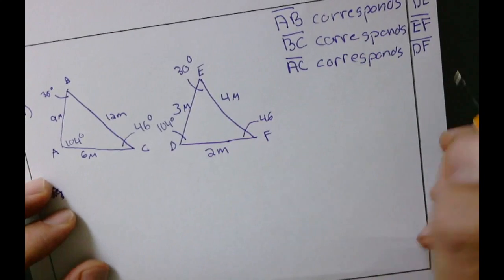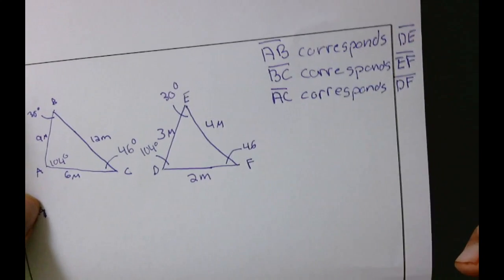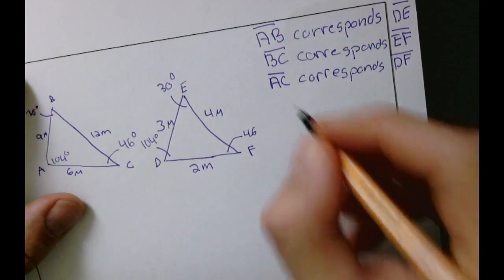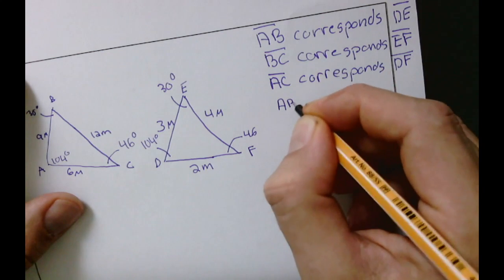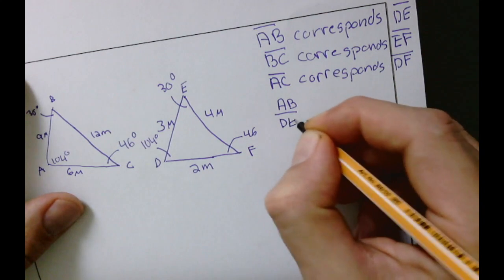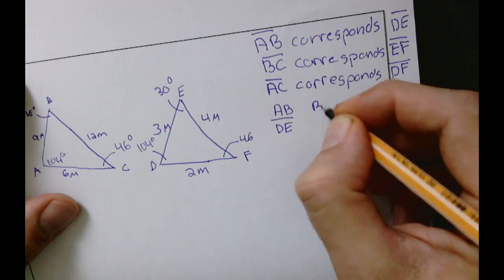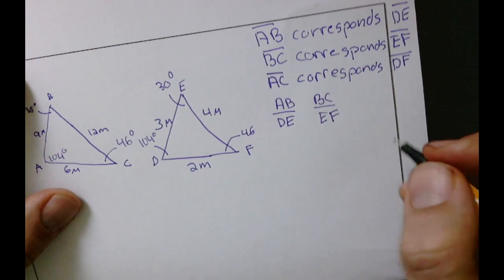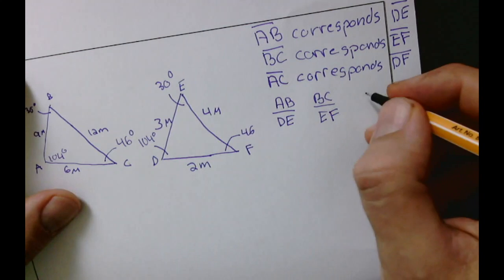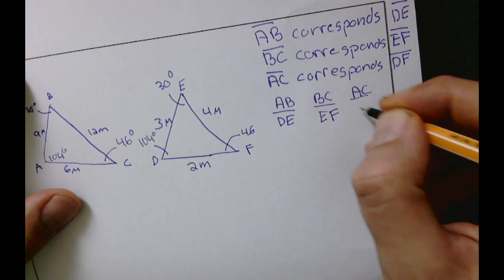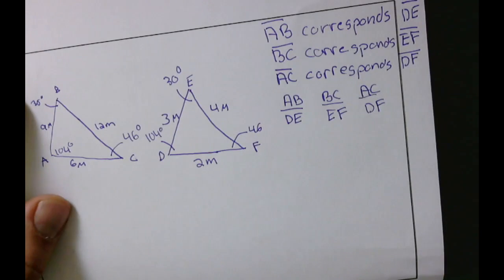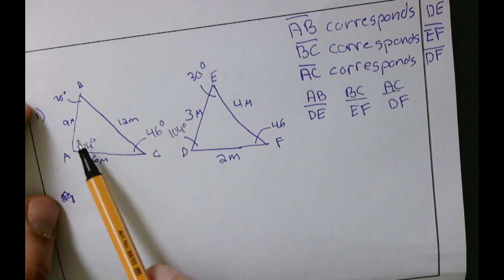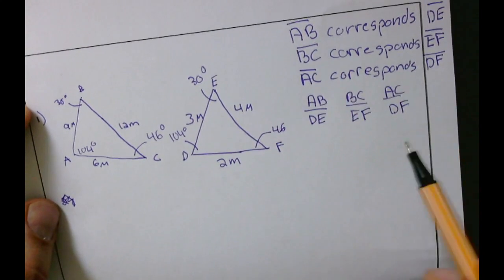Let's continue. The next thing I want to do to determine whether these are similar or not is make these ratios. So I have AB over DE. I have BC over EF, excuse me. I've got AC over DF. And now I've written ratios for the corresponding sides. Finally, I want to include numbers for my sides.